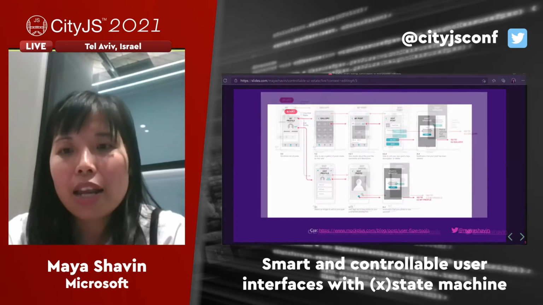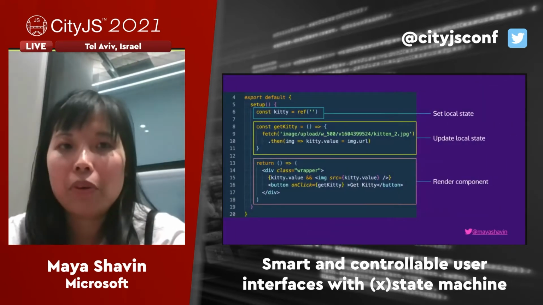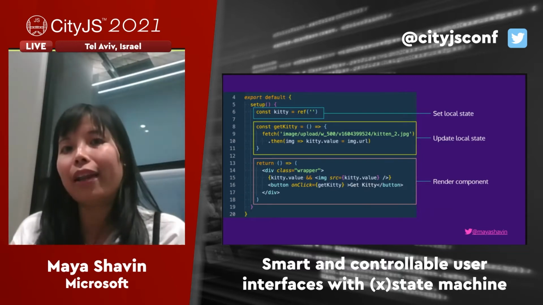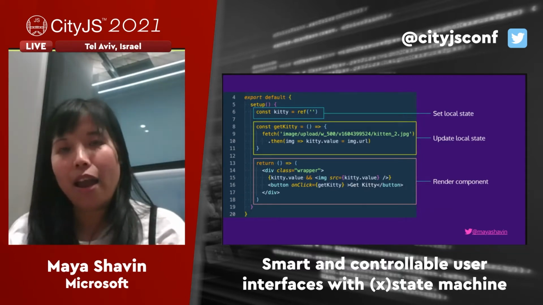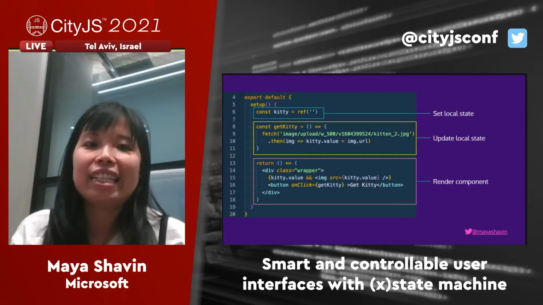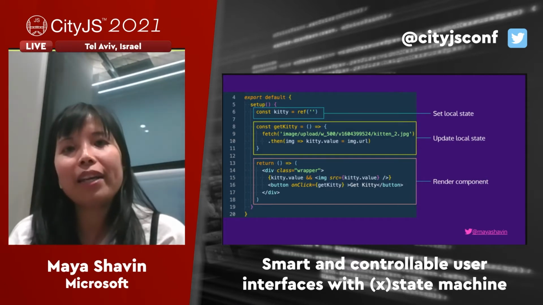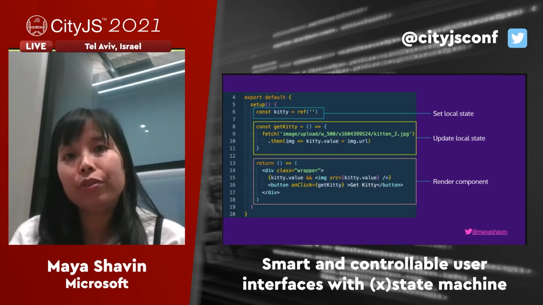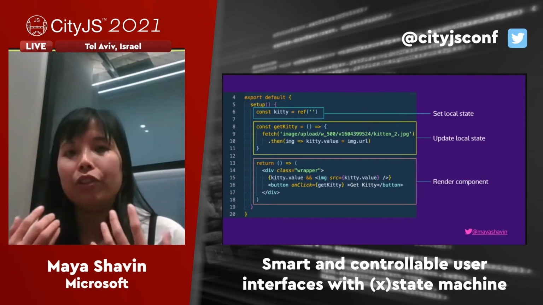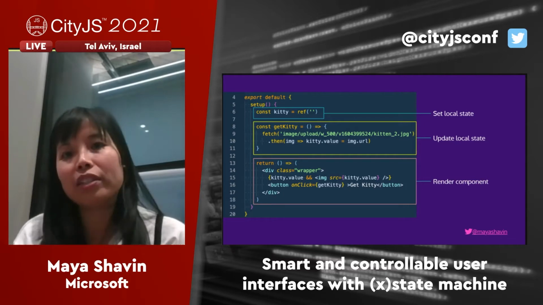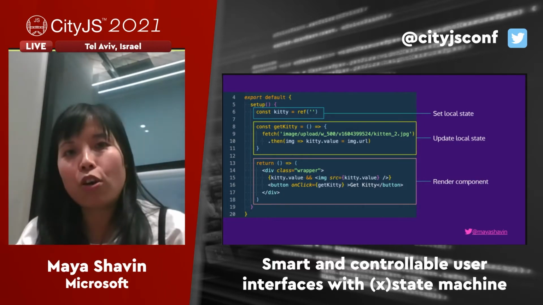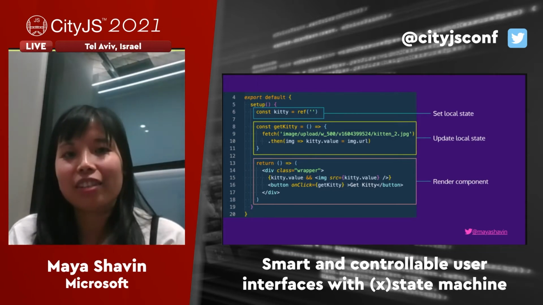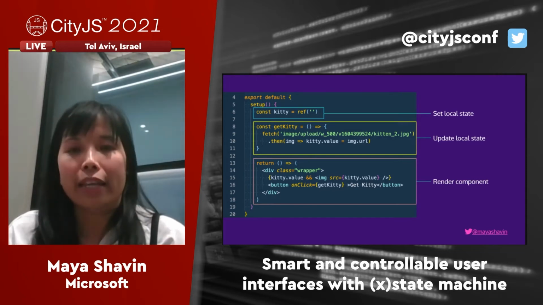So let's take a look at a very simple example. We have a component: if the user clicks on the button Get Kitty, we fetch an image of a kitty from the background and display it on the screen. The example is written in Vue 3 using the new Vue composition API, which is similar to React Hooks. If you don't know Vue, it doesn't really matter because they are very similar.